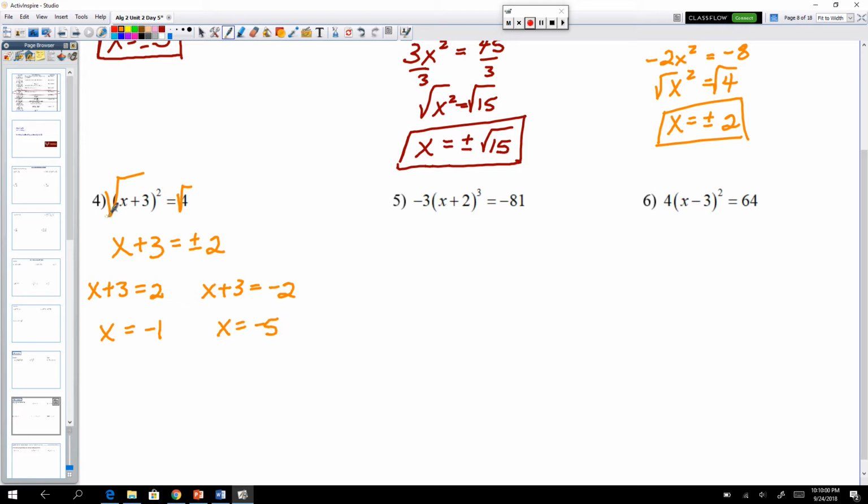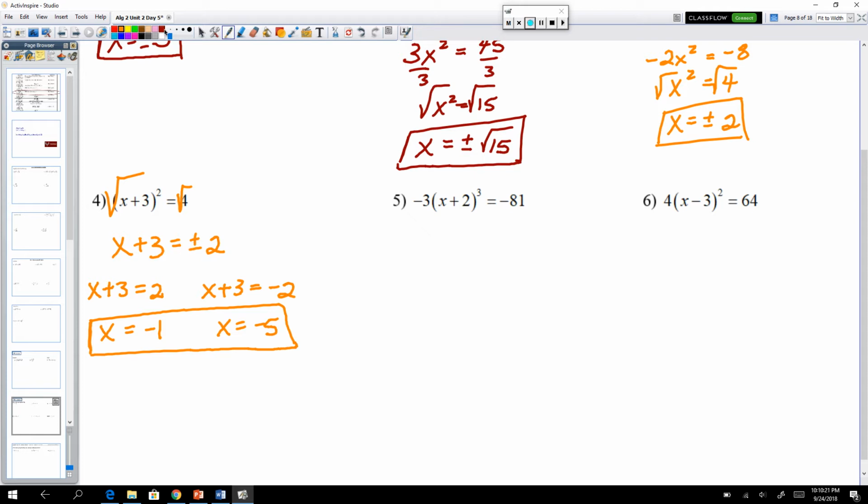And if you were to put either one of those back in here, you would see that you would get a true statement. So both of those are your answers for number 4. And again, we found that because when we took the square root, when we counteracted this even power with the square root, we remembered to put plus and minus on the right-hand side.